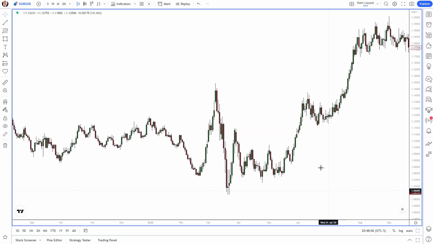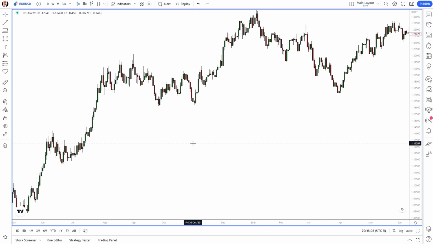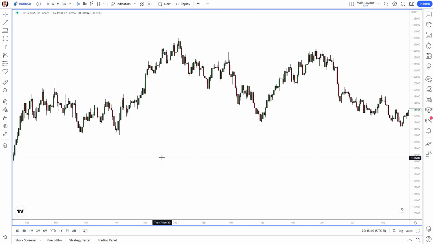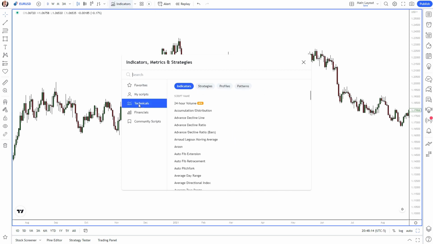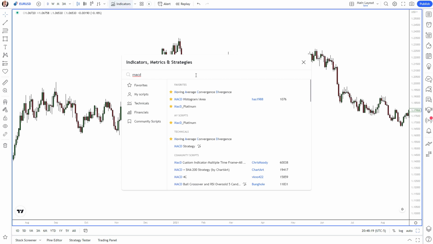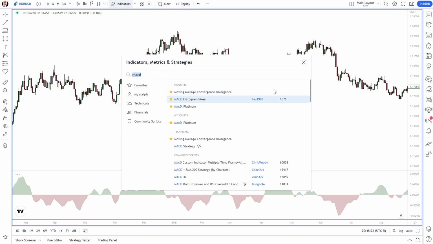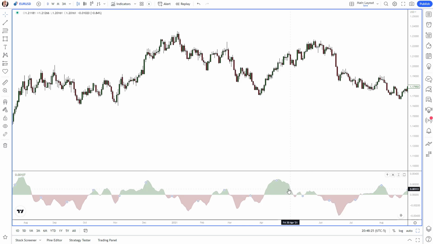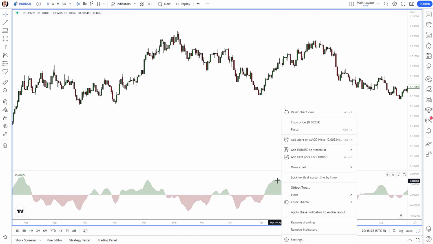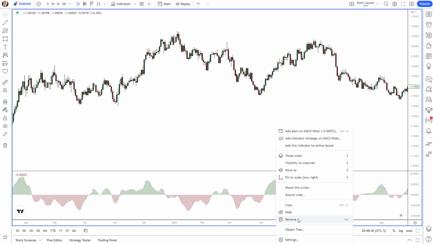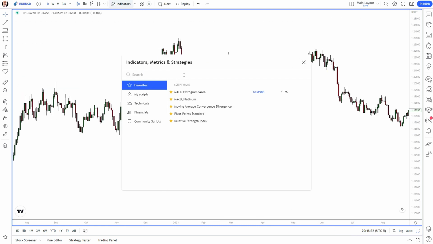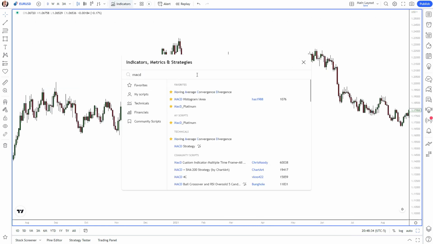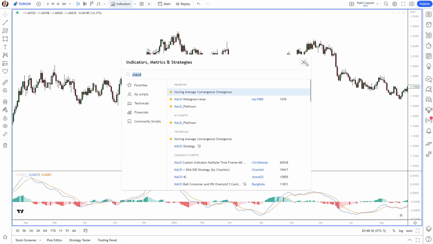So I'm going to get rid of this, and I'm going to start from scratch. This is a daily chart of the EUR/USD. So I'll go up here, go to indicators, okay, and basically type in the MACD. Now, obviously, you guys can see that I'm using, well, this is the wrong one. No, I don't use this. Hold on. Let me remove this. And here we go. It's just a regular MACD.